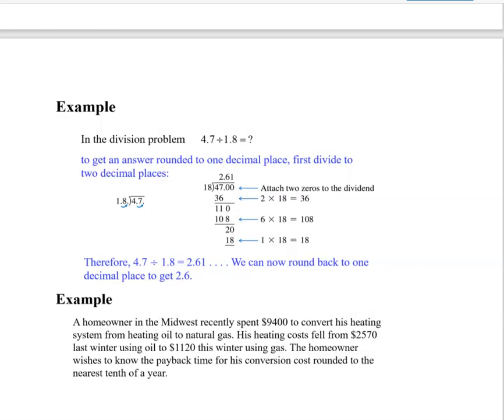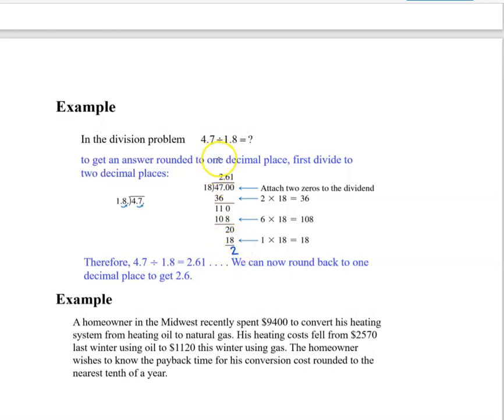So in a division problem, okay, so we have 4.7 divided by 1.8. So we've already taken care of moving the decimal, and they're down to 2.61. And we've got 20 minus 18.